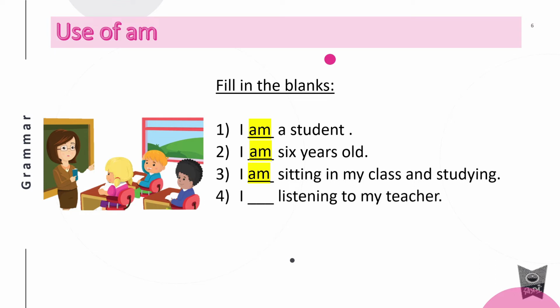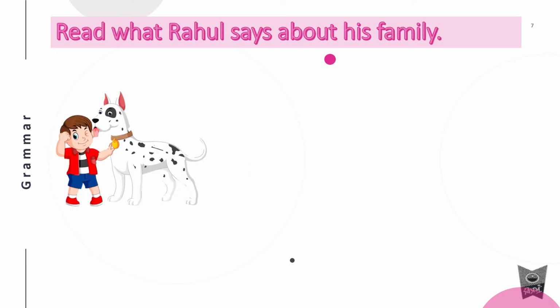I dash listening to my teacher. So what will you use? Right. I am listening to my teacher. Okay. So once again, you will see that I and am are used together. I dash fond of reading books. I had told you other time, the fond means what? Like, liking, अच्छा लगना. So I am fond of reading books. Okay, understood? Very good.